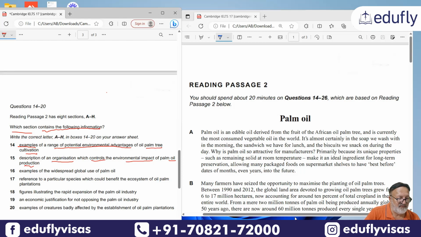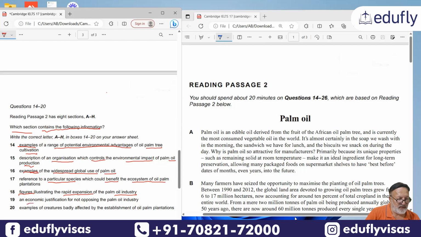Okay, examples of a widespread global use of palm oil. So we need examples of these. Now, reference to a particular species which could benefit the ecosystem of oil palm. So, mention of a particular species which could help benefit the ecosystem. Then we have figures. Figures is important. Figures illustrating the rapid expansion of the palm oil industry. Okay, so how the palm industry is growing.